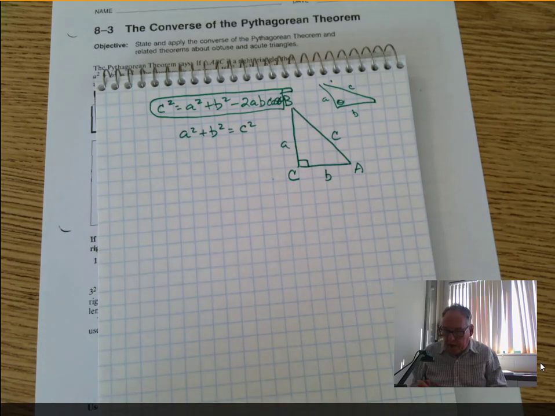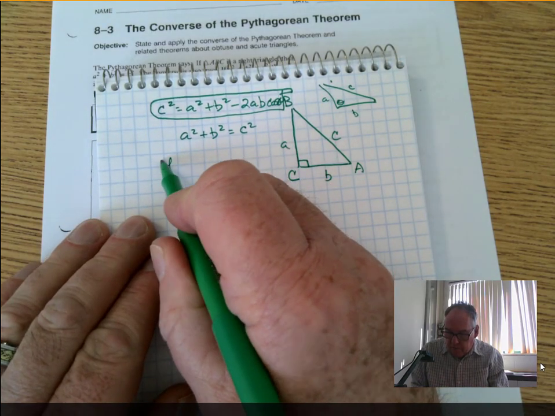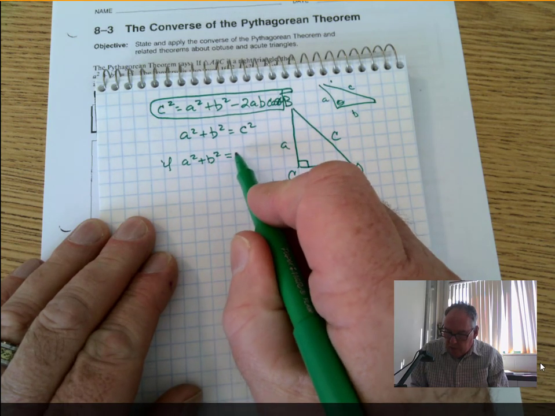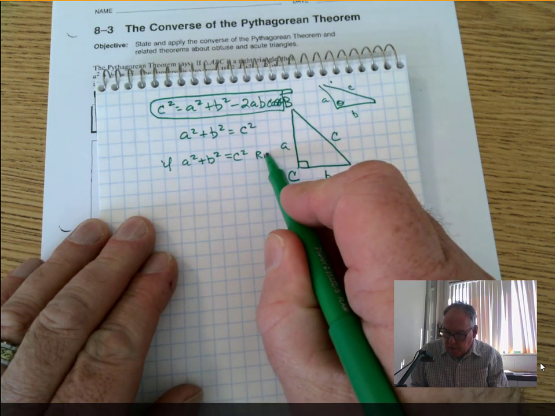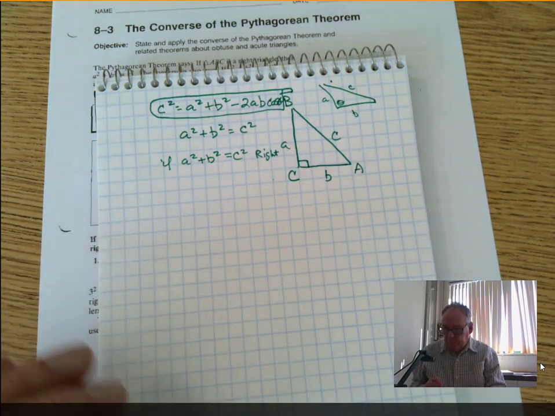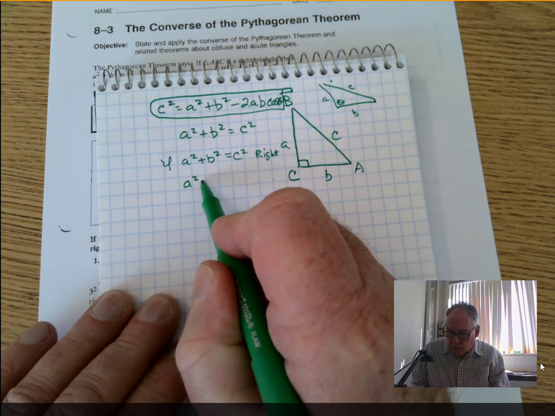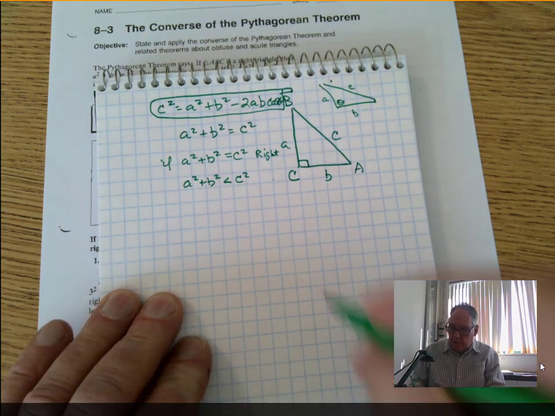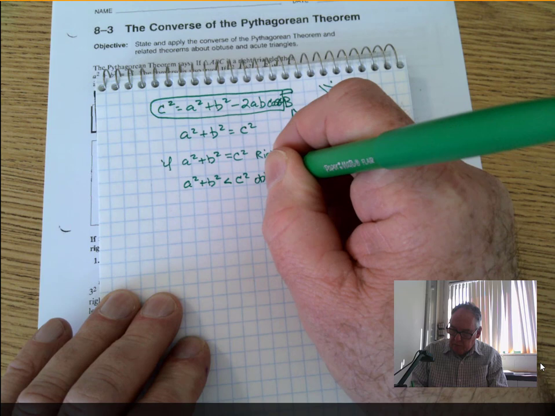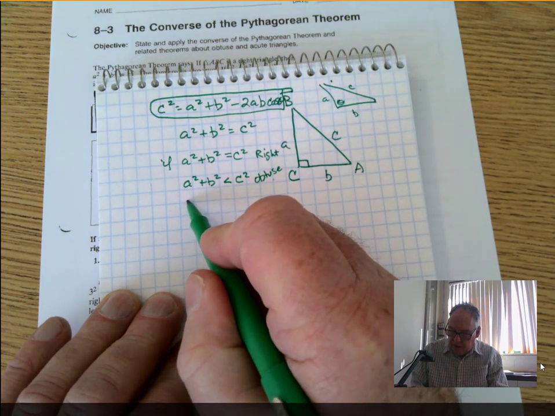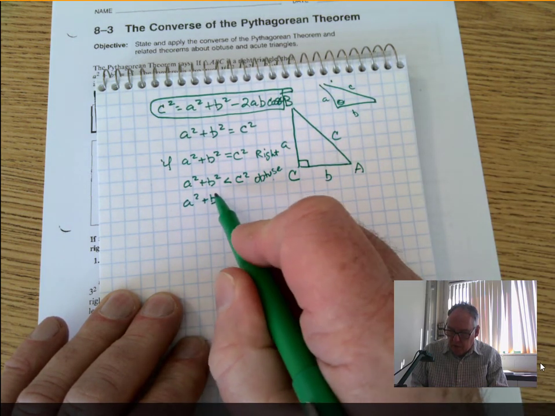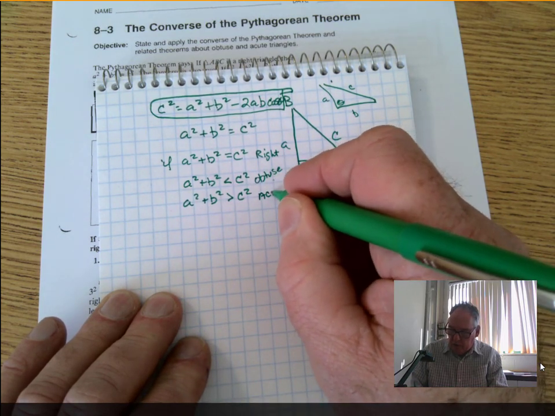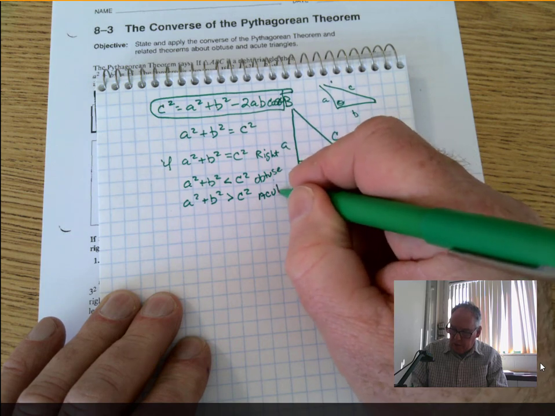Now, more than finding side lengths, the Pythagorean theorem can be used to test what type of triangle you actually have. If a squared plus b squared is equal to c squared, your triangle is a right triangle. But if a squared plus b squared is less than c squared, then you have an obtuse triangle. And if a squared plus b squared is greater than c squared, you have an acute triangle, which means all angles are less than 90 degrees.